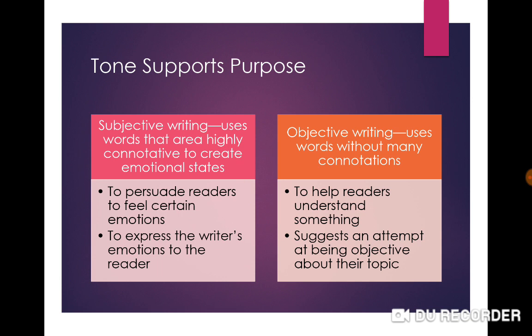Mood, mind, willingness to act, right? You've got to change their mood before you can change their mind. And the best way to do that is with pathos, okay? Which is all emotion. Objective writing uses words without many connotations because it's more expository, it's more neutral. It's just trying to inform or explain. Okay, that should make sense, I hope, to you.